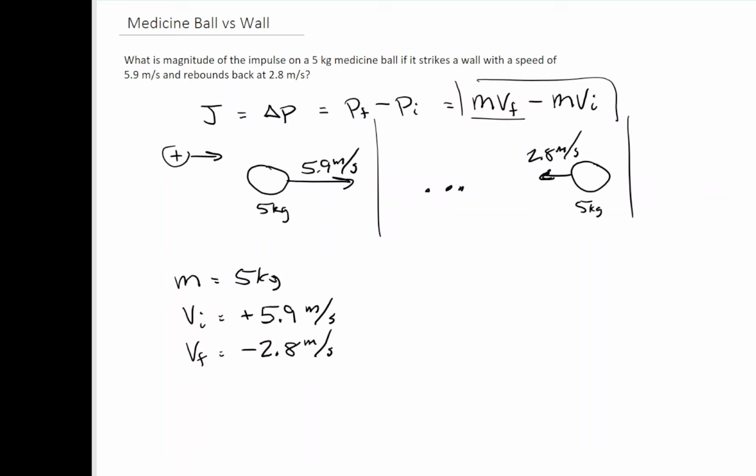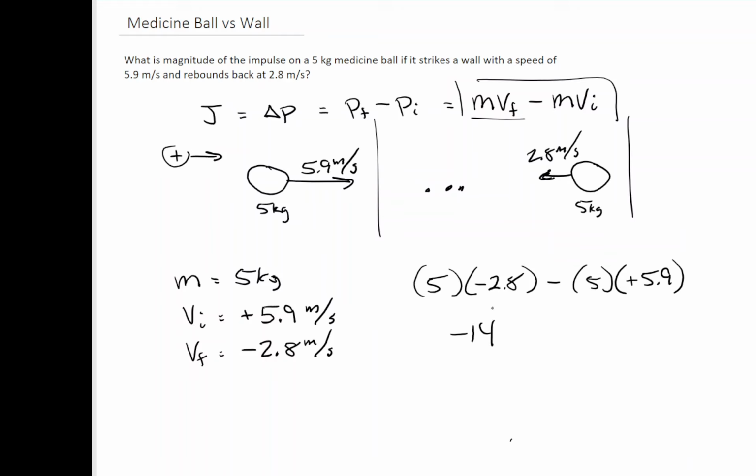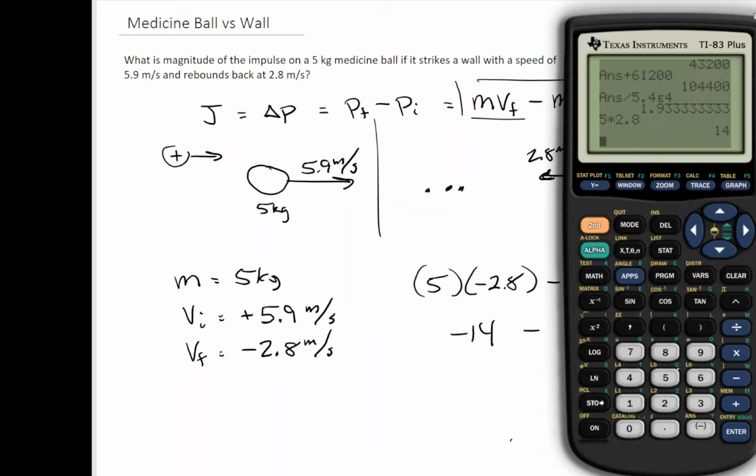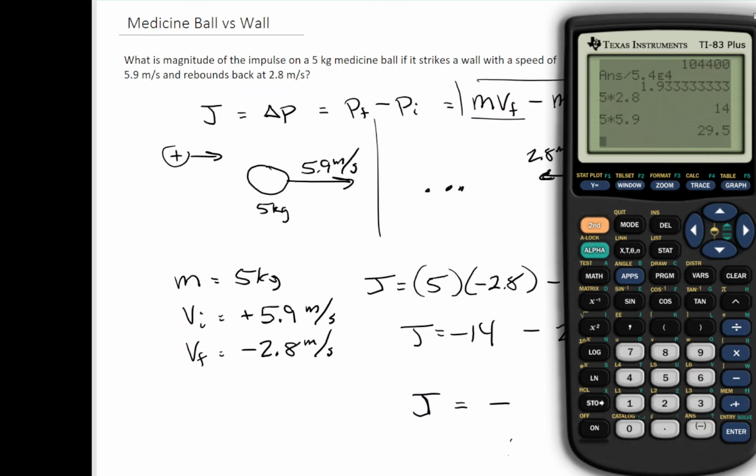Now let's plug in and figure out what our impulse is. We would have 5 kilograms times the final velocity, which is actually negative 2.8 meters per second, minus the same 5 kilograms times the initial velocity, positive 5.9. When you do this, you end up with a negative value minus another negative. Let's evaluate each piece. 5 times negative 2.8 would be negative 14, the momentum after, minus 5 times 5.9, 29.5. This is what J, or the impulse, would be. We end up getting an answer that suggests the impulse is a negative value. We have negative 14 and negative 29.5, so negative 43.5.